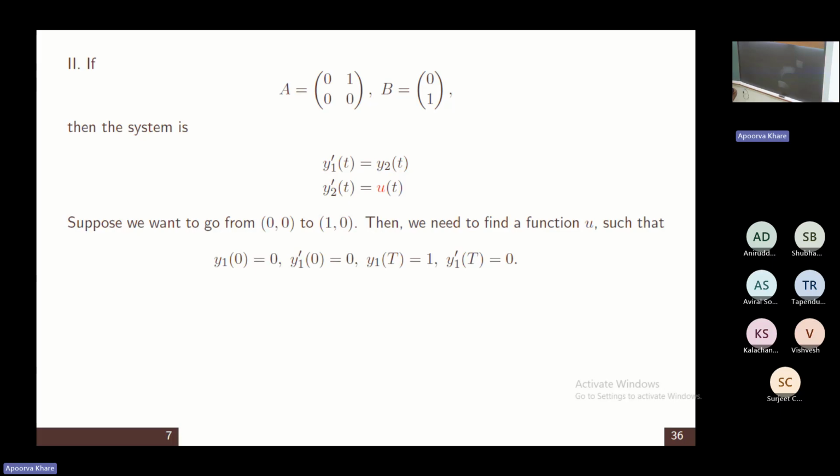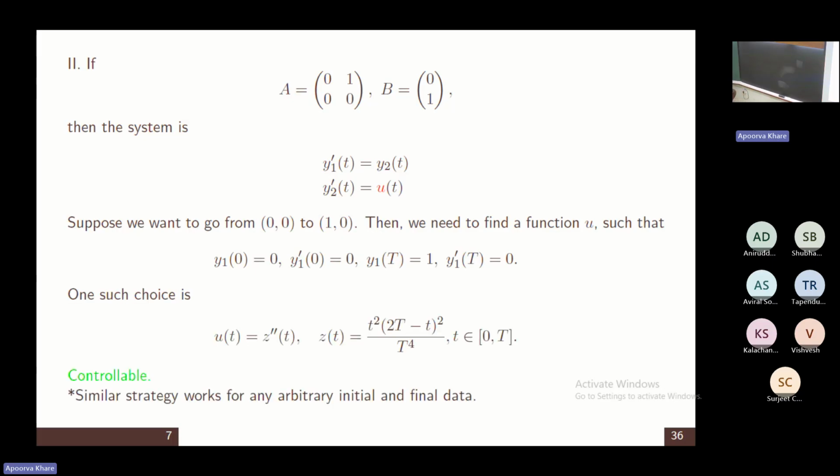So now you are asking whether there is a function which has this condition that at 0, the value of the function is 0, the derivative is 0, and at capital T, the value is 1 and the derivative is 0. Clearly, there are infinitely many such functions. One such choice could be you can take u(t) to be z double dash, where z(t) satisfies this. So now you can check that this u(t) will actually satisfy this, and it also satisfies the condition that is needed for controllability. So this u will help you in going from (0, 0) to (1, 0).